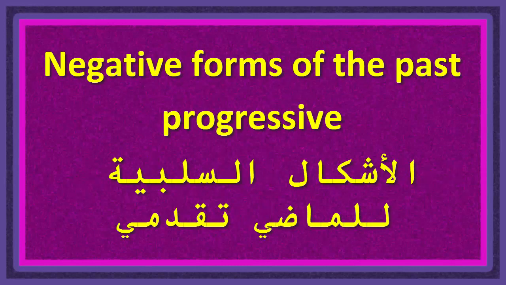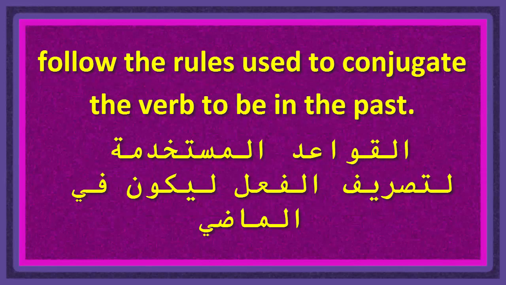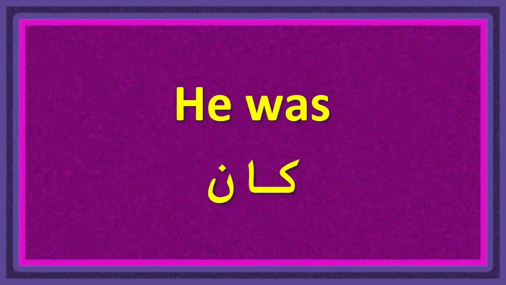Negative forms of the past progressive follow the rules used to conjugate the verb to be in the past. He was.